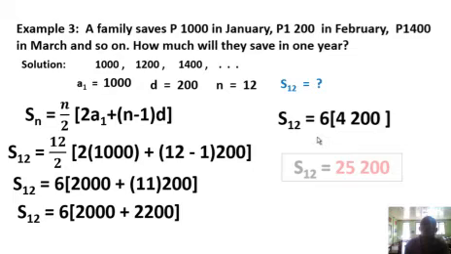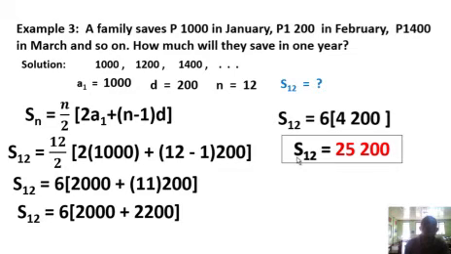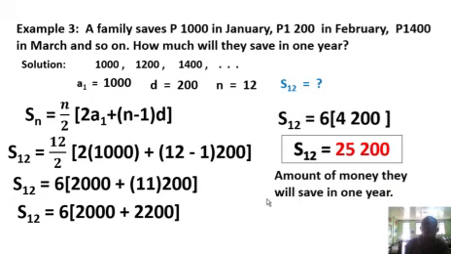Multiply with 6. So the savings for the whole year is 25,200. Okay? So that is the amount of money they will save in 1 year. Next problem.